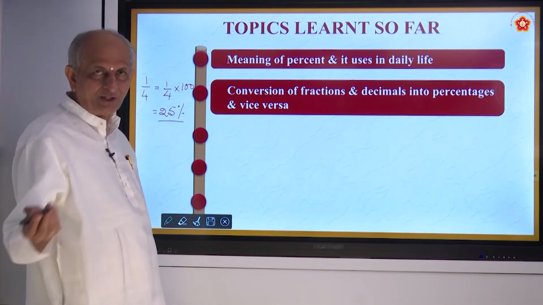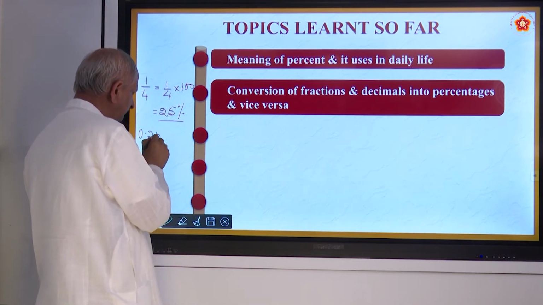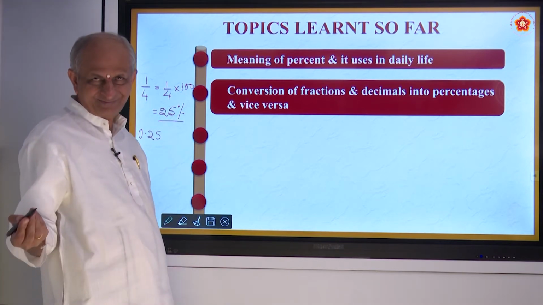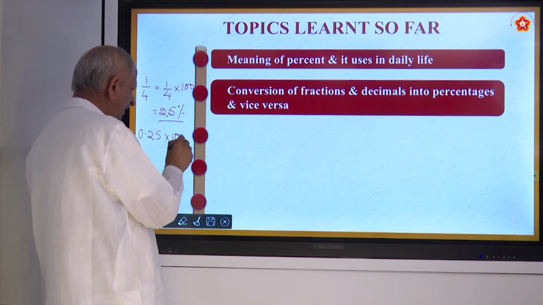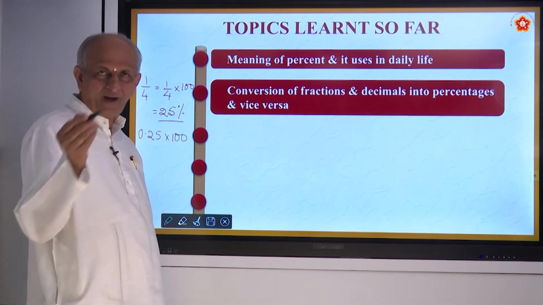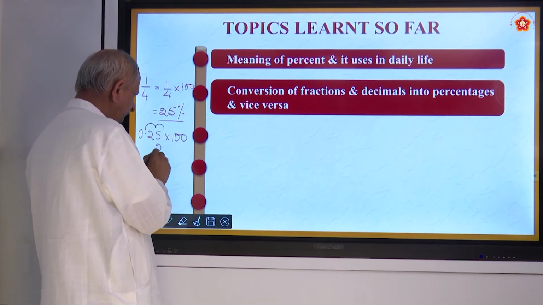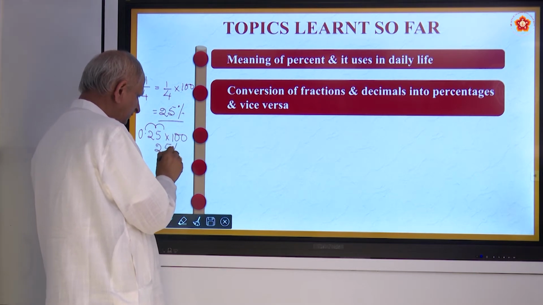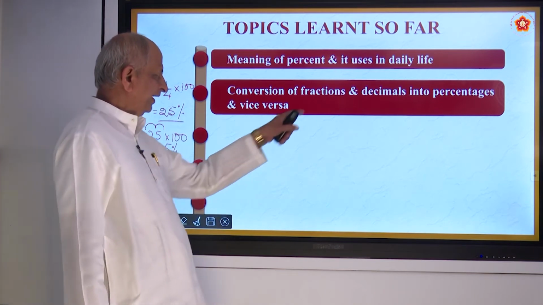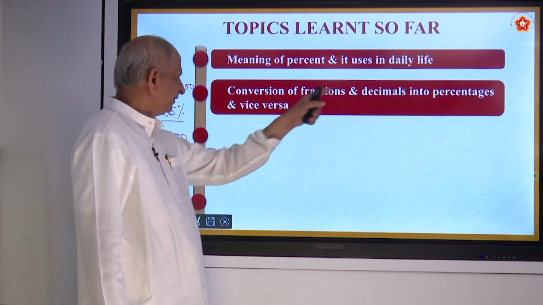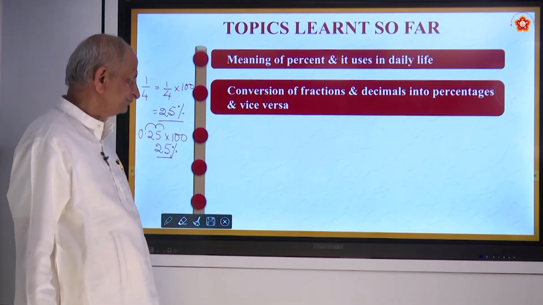Right? So also if decimals are given, say 0.25, any decimal, multiply by 100. And how to do it? Move the decimal point to the right. Suppose 2 zeros are there, move it to the right. That is 25%. That is how you convert fractions into percentages, decimals into percentages, and the reverse also is true.